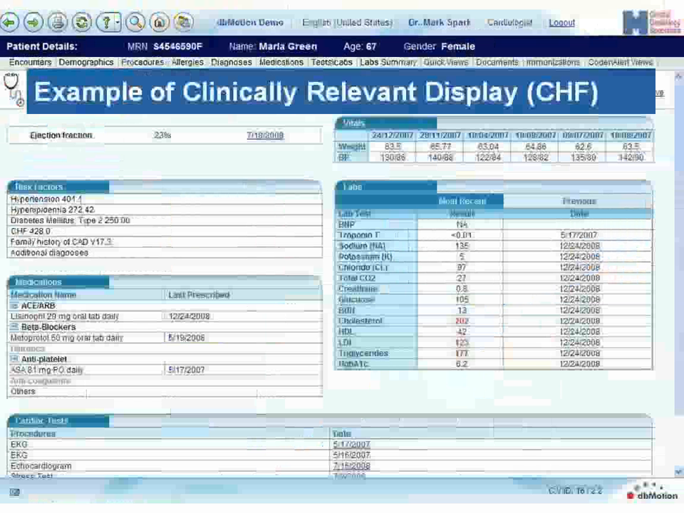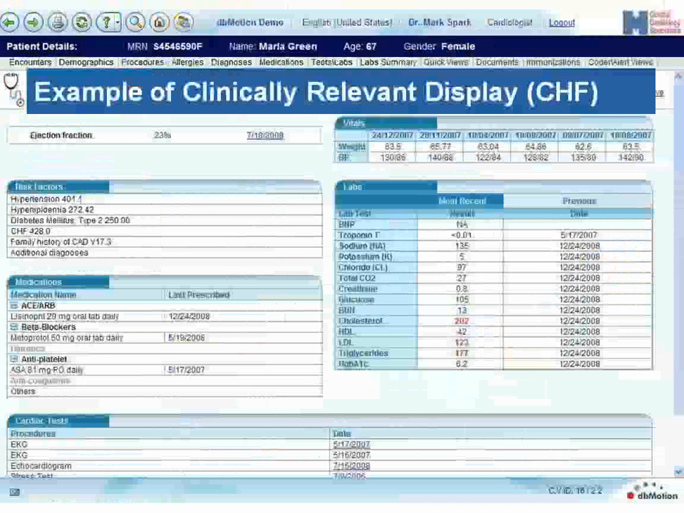I also mentioned I would talk about clinically relevant displays. And here's an example of a clinically relevant display for congestive heart failure. So what information does the physician want to see at one time when he's taking care of a patient's heart failure? Well, he wants to know the patient's ejection fraction. He wants to know the risk factors that patient has for other cardiac diseases like coronary artery disease.